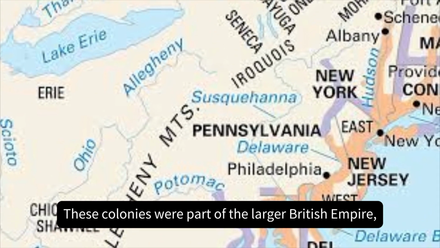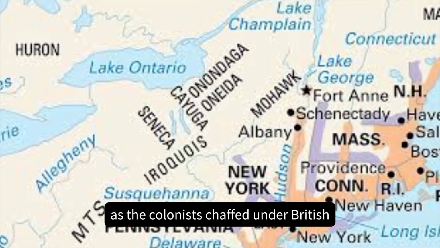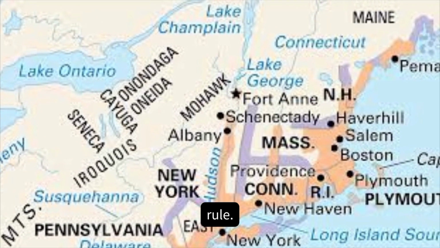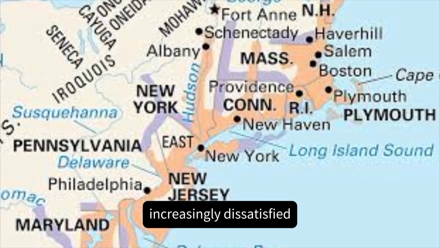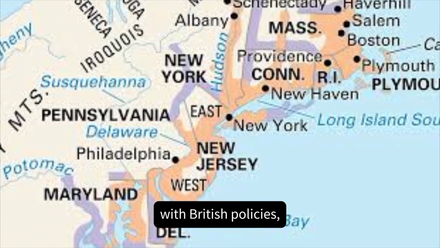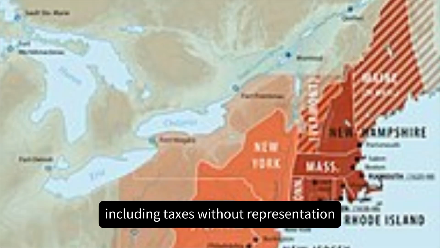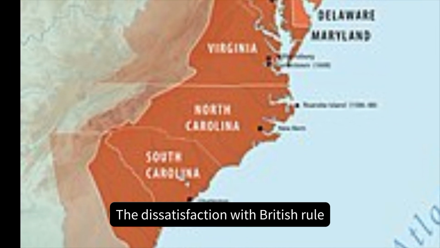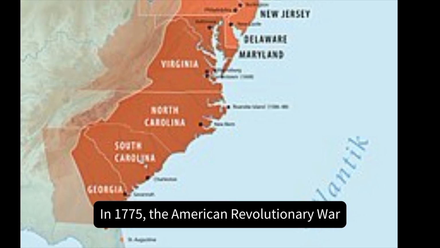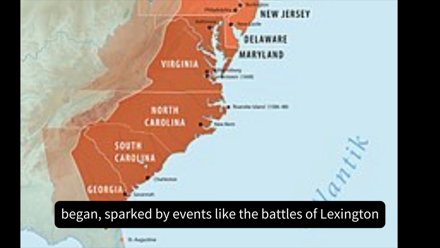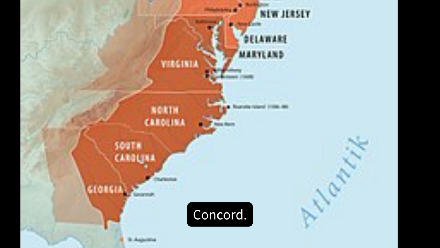These colonies were part of the larger British Empire, but tensions began to rise as the colonists chafed under British rule. By the mid-1700s, the American colonies were growing increasingly dissatisfied with British policies, including taxes without representation and restrictions on trade. The dissatisfaction with British rule eventually led to open rebellion. In 1775, the American Revolutionary War began, sparked by events like the battles of Lexington and Concord.